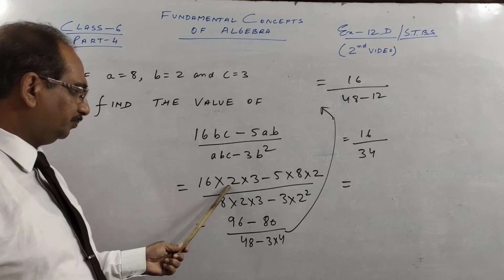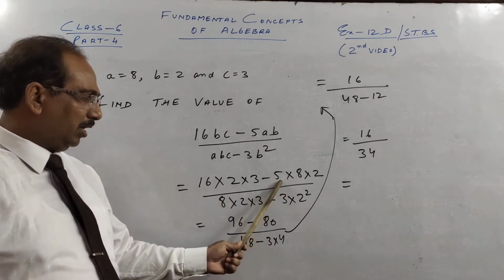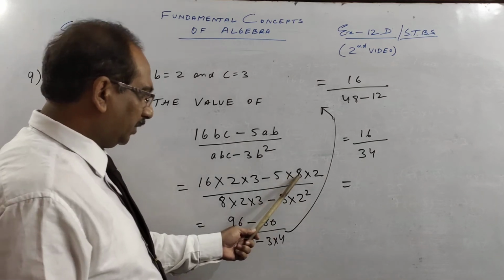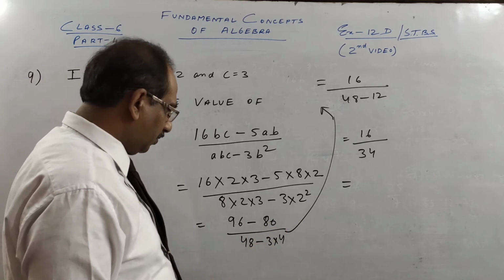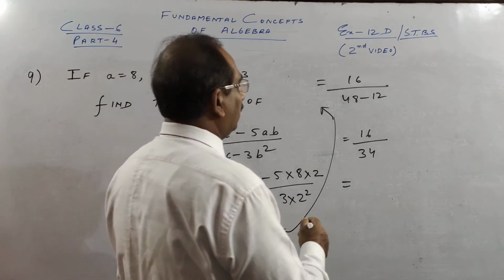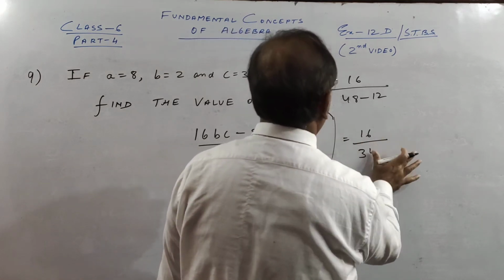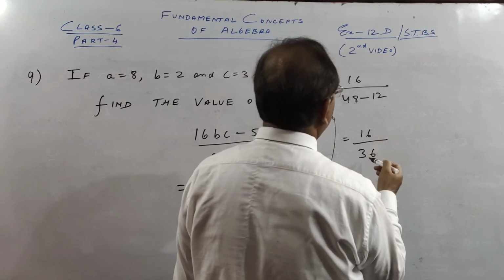16 2s are 32, 3s are 96, 5 2s are 10, 8 10s are 80. 16 3s are 48, 3 into 4 is 12. So 16 by 48 minus 12, we get 36, I think, yes. So whatever can be cancelled, I think.